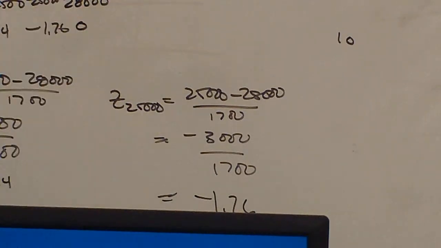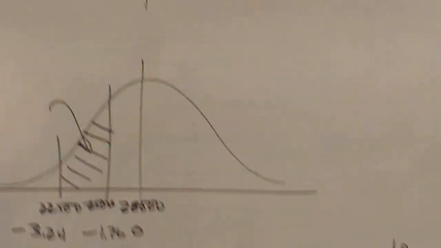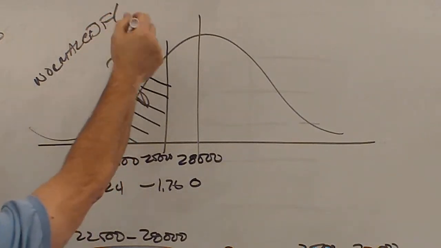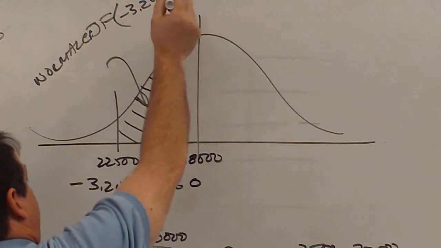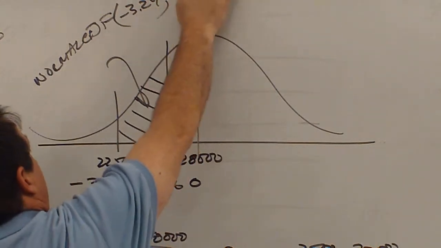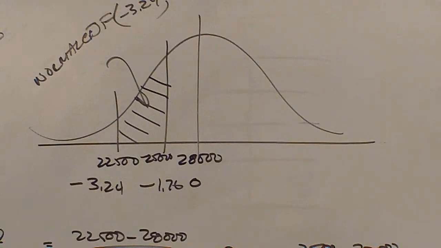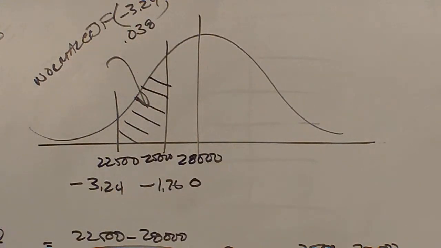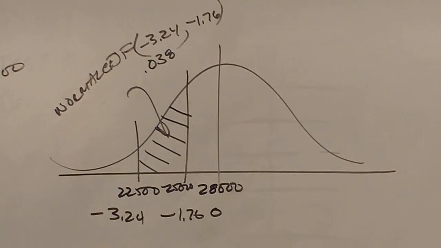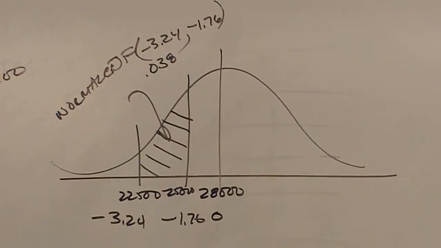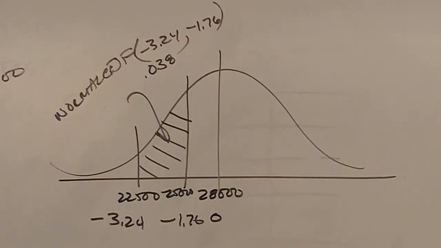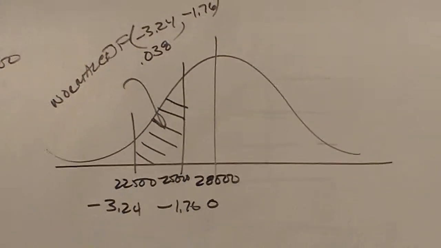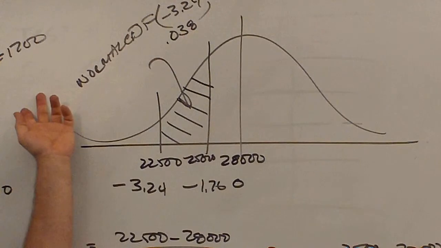The question then is, what is that area? How do I find that? That would be normal CDF between any two z-scores, negative 3.24 and negative 1.76. And what is that? 0.038. The answer should be 0.038. Everyone okay with that? What's the probability? The probability is 3.8% that the nurse will earn between 22,500 and 25,000, given the average is 28,000 with a standard deviation of 1,700.